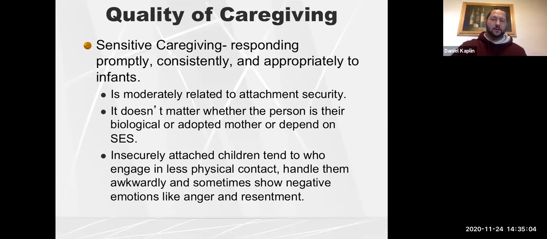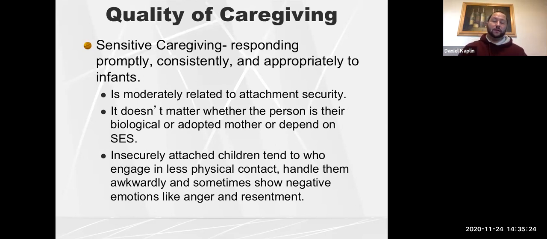Sensitive caregiving, or responsive caregiving, is moderately linked to attachment. And it doesn't matter whether it's their biological or adoptive parent, right? And it doesn't matter about their income. So if you adopt a child, or if you're poor but you're responsive in your caregiving, that's going to help build a bond with that child.